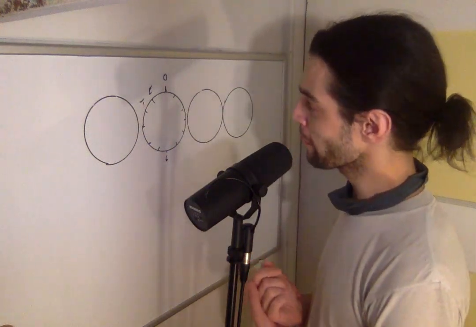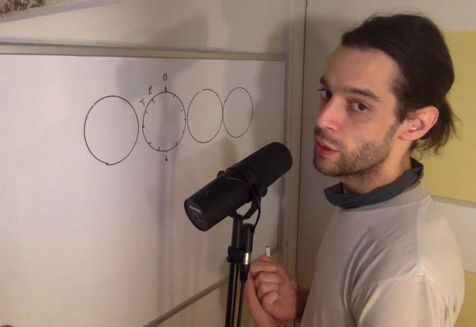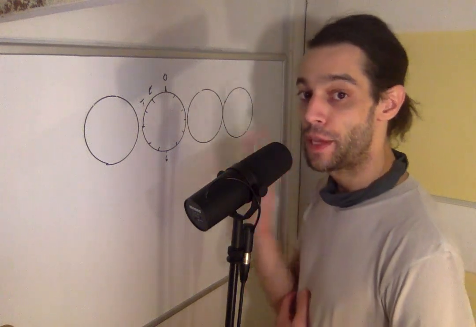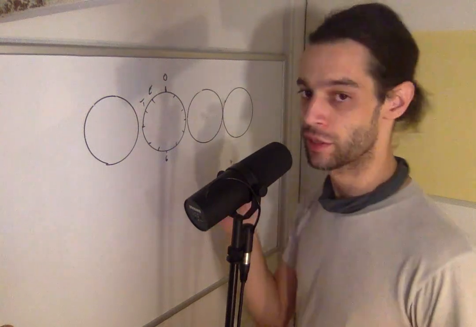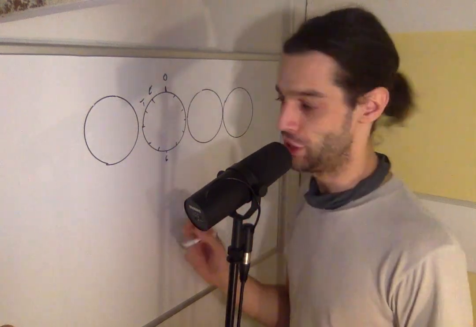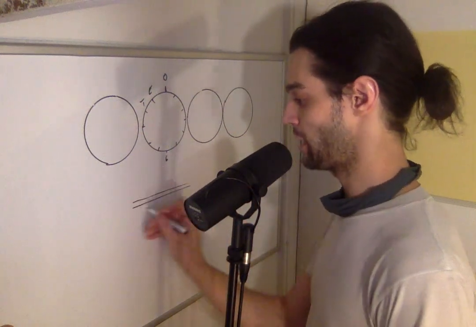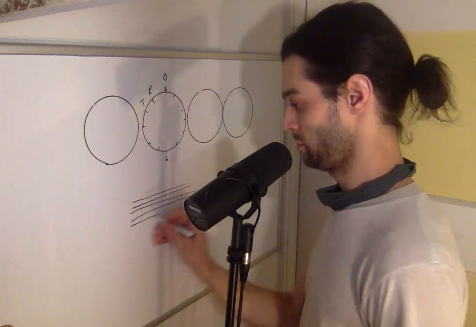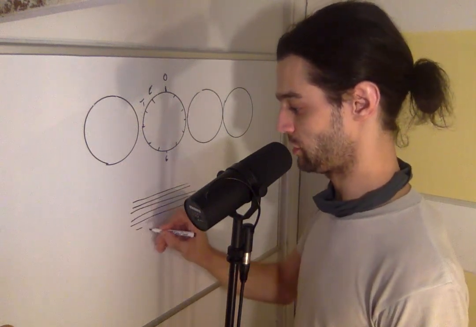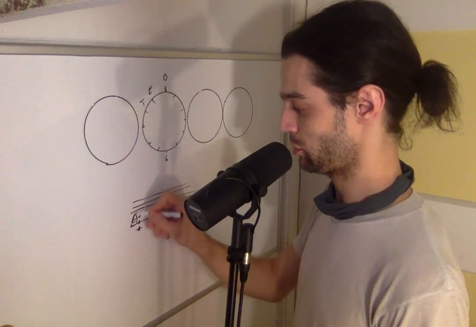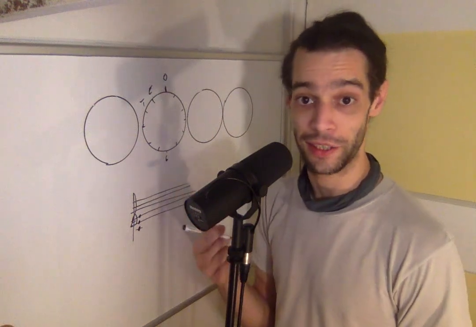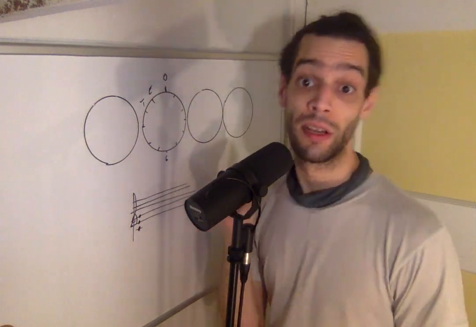But let's first map out a major triad. So what is a major triad? You might be saying, oh, it's something like C, E, G. Okay, so on a staff, let's say C, E, and G. And this is in treble clef. Cool, it's a triad if you read this.